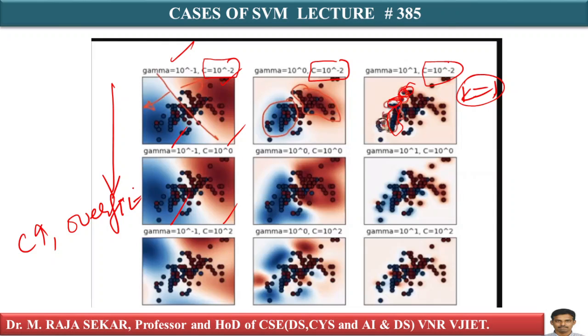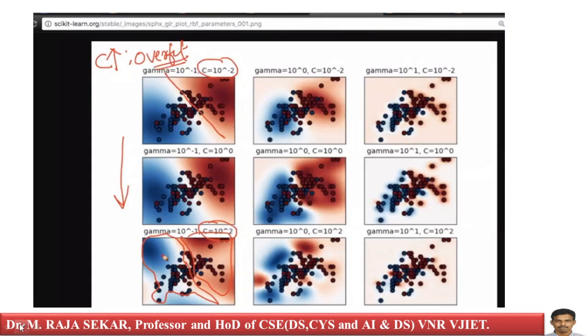As you go down, this C is increasing. Instead of having a linear model, your model is changing. Its shape is becoming more and more complex. Just see the shape, here how you are getting the shape. The shape is more and more complex. There is a chance for overfit as C increases.